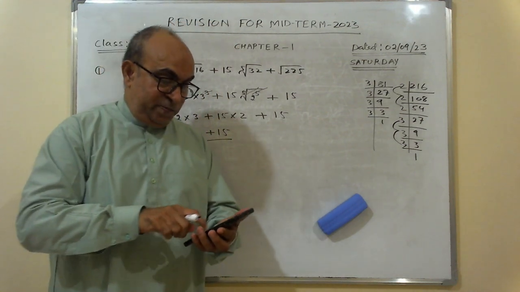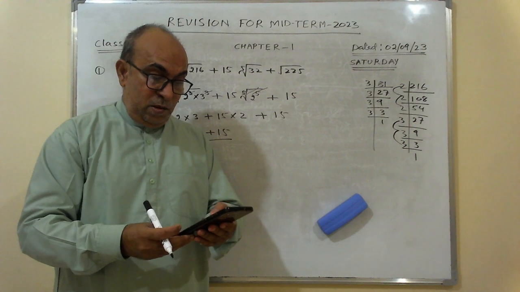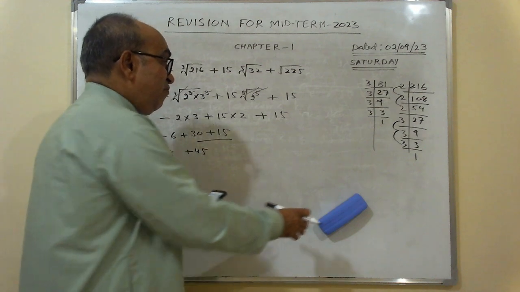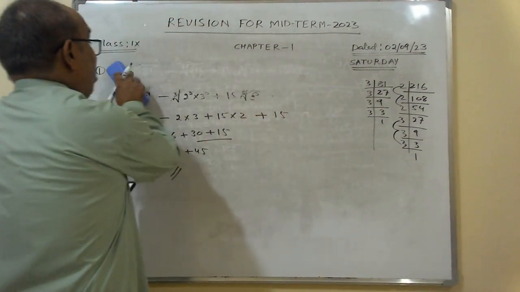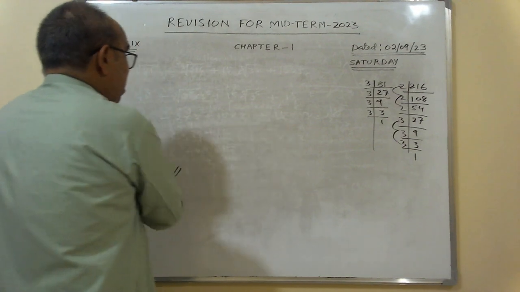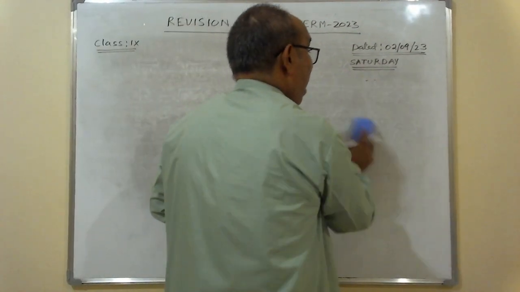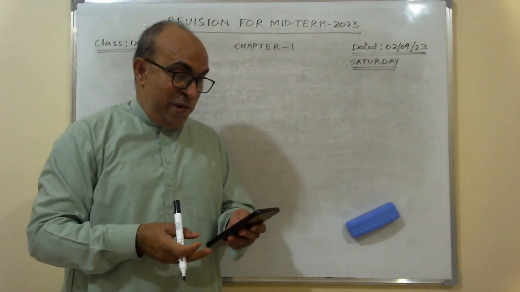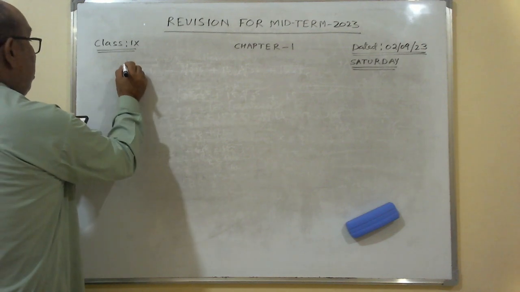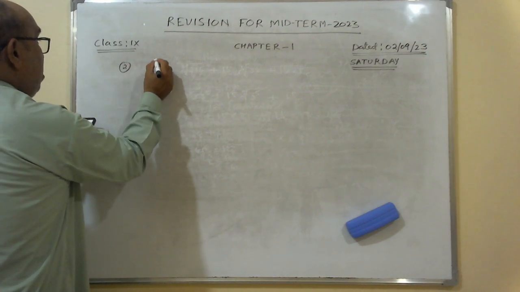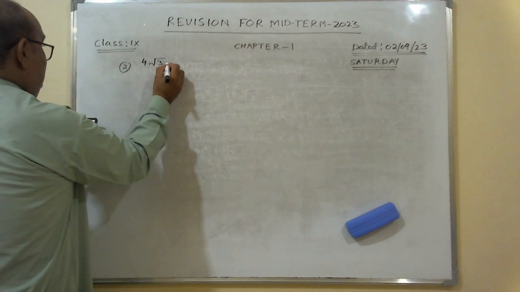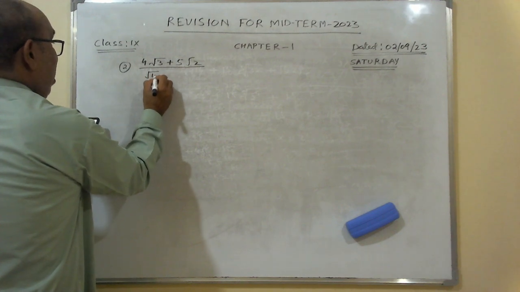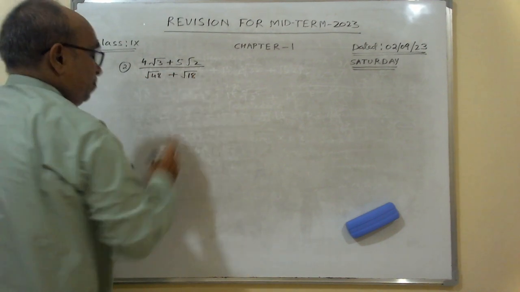Now the next question. Question number two is: rationalize the denominator of the given fraction. The denominator we have to rationalize. It means the denominator is an irrational number, in radical form, not in decimal form. Irrational numbers may be in decimal form, may be in radical form. So this is question 2, a very important question. This question can come in your midterm. Such a question will come 100%. One such question: square root 48 plus square root 18.